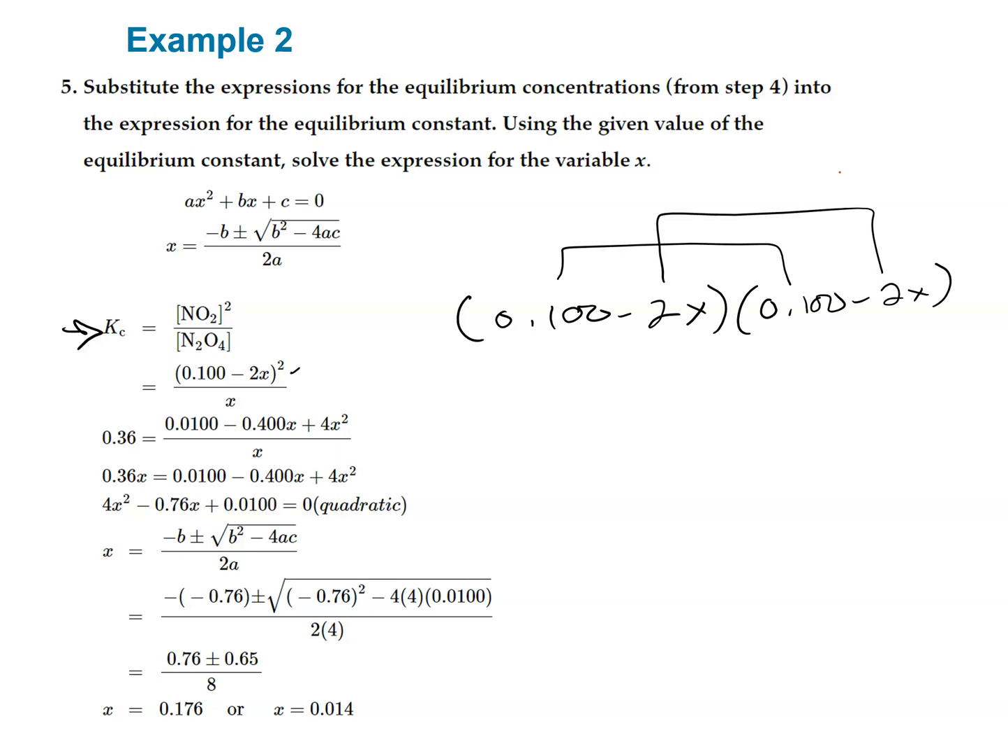And this will give you your expanded expression over X. You can pull X out by multiplying both sides by X, so we'll get 0.36X equals 0.01 minus 0.4X plus 4X squared. That's where I'm at right here. And then we can set them equal to 0 by subtracting 0.36X from both sides. And this gives us our quadratic. Once we've got our quadratic equation, we solve the quadratic equation directly for X, and in this particular case, X is going to equal either 0.176 or 0.014.